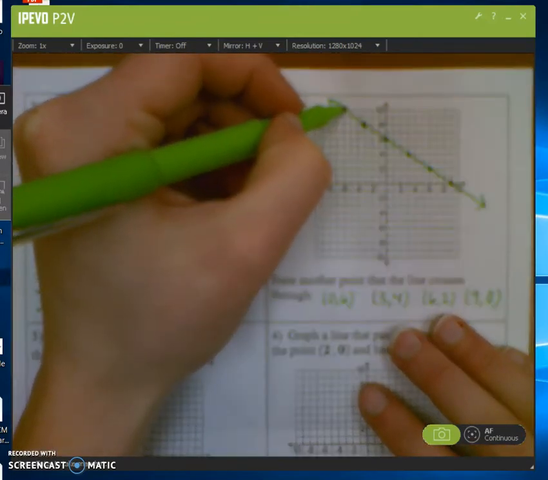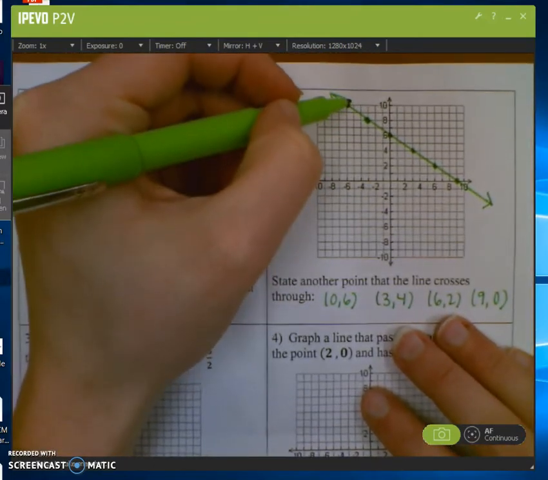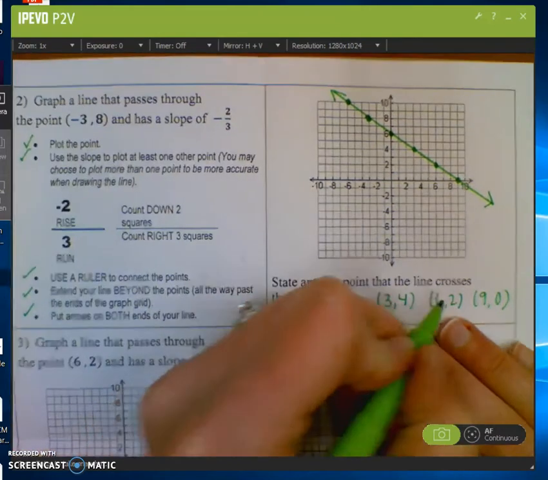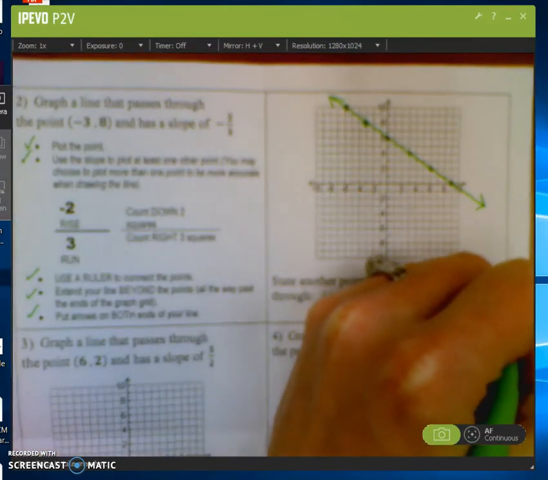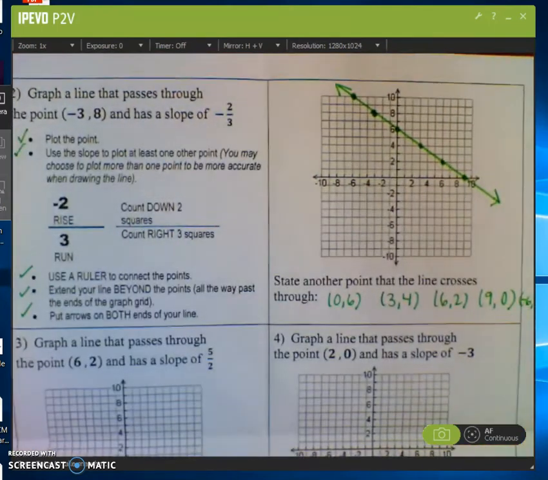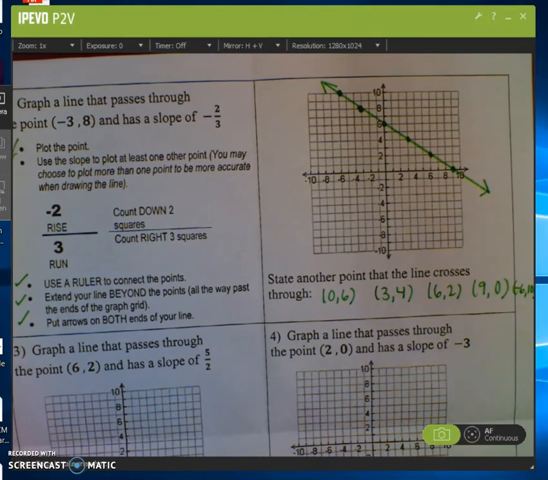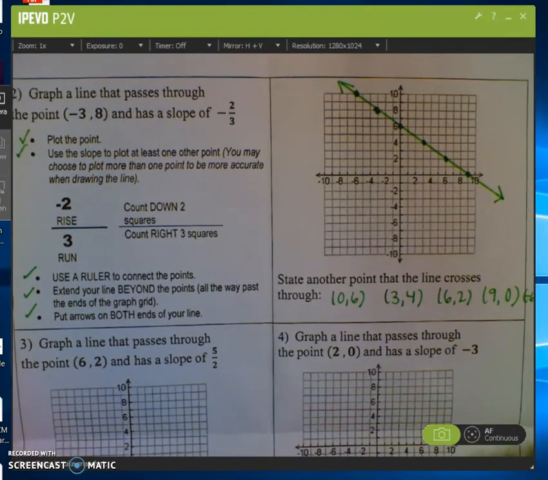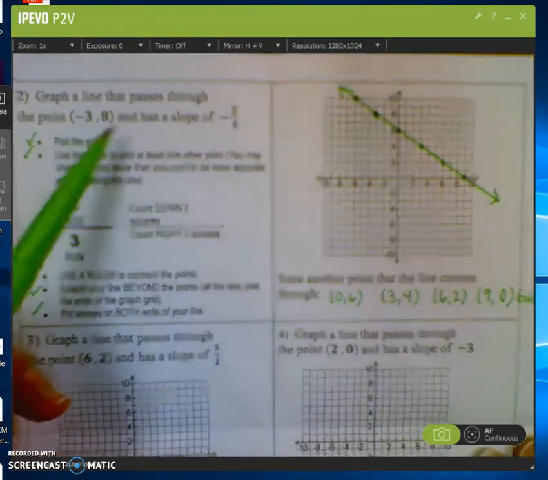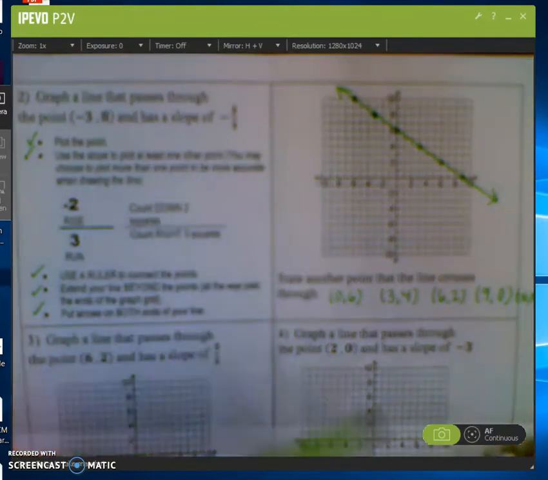If I also look right here, I see that it intersects at -6, 10. I could put that as an answer. -6, 10 is another option. You only need to put one other point, but those are just 5 of your options for the line that meets the requirements: goes through this point and has a slope of -2/3.